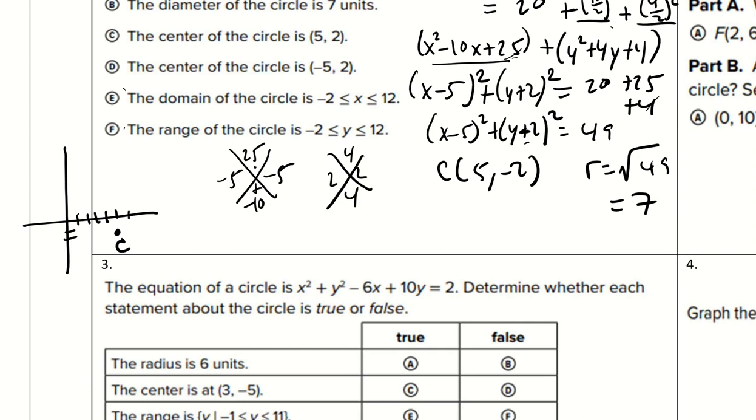The radius is 7. So 1, 2, 3, 4, 5, 6, 7. So it's like over here, which this is 5. So 5 plus 7 is going to be 12. This is going to be 12. And then 1, 2, 3, 4, 5, 6, 7. So this is going to be negative 2.